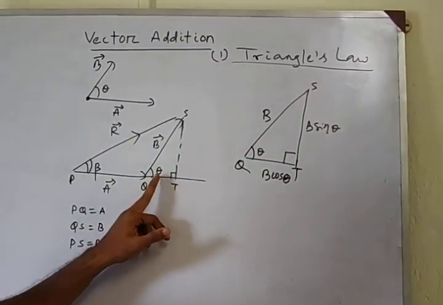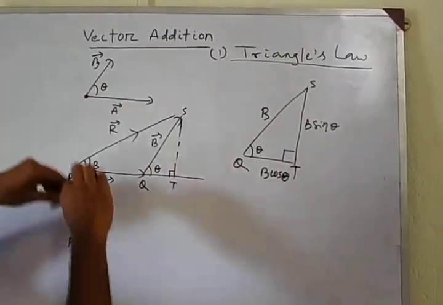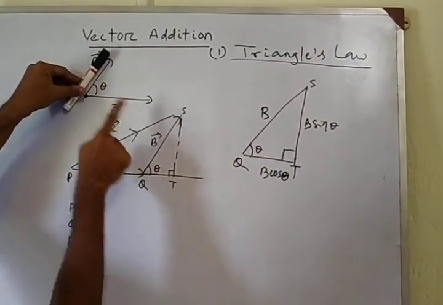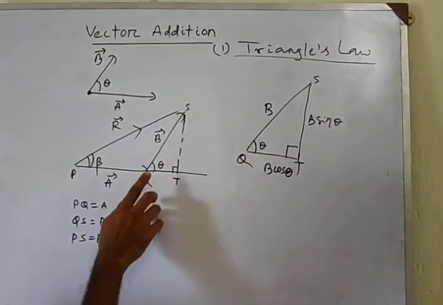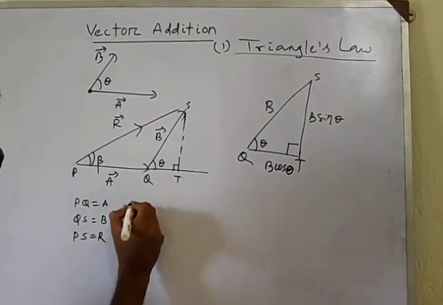So theta is the angle between A vector and B vector. You can make two lines parallel like this. So this will be theta, this will be theta. So theta is the angle between A vector and B vector. I am writing here.